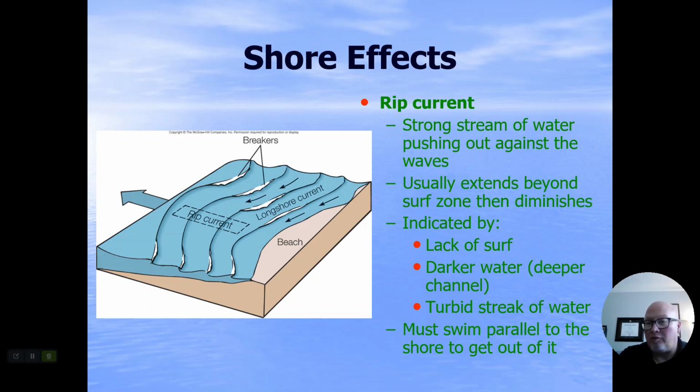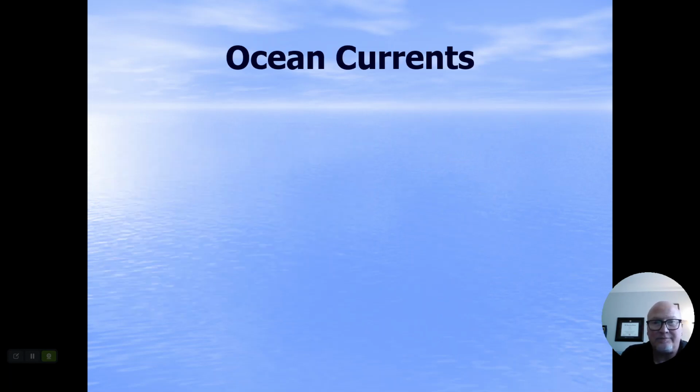A lot of people drown in rip currents every year. The best thing to do if you get caught in a rip current pulling you out is to swim parallel to the beach, and then you will swim out of the rip current, and then you're able to swim back to the beach.